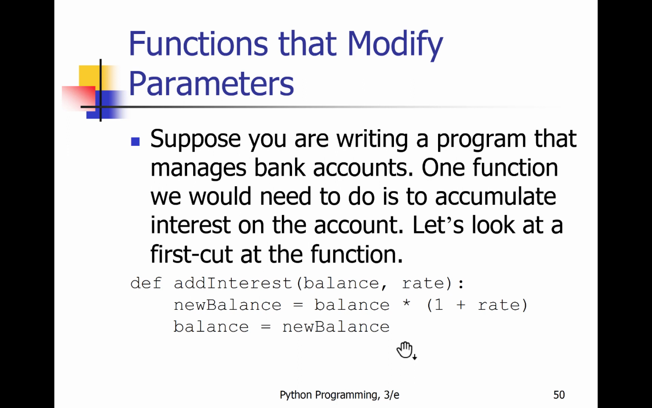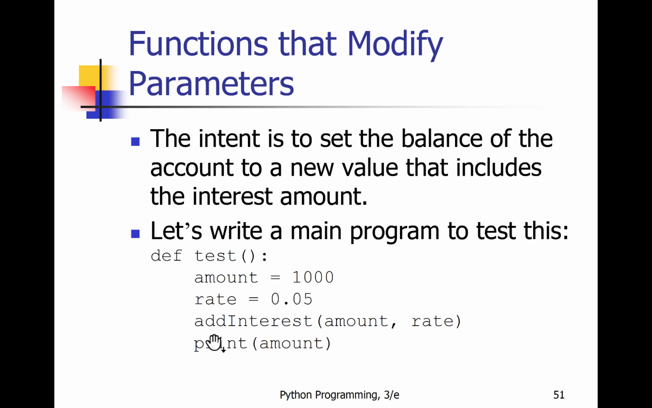The short answer is it doesn't work because balance is an immutable object. It's probably a float. It could be an int. Floats, ints, and strings are immutable objects. So if we pass an immutable value object to a function, we can't change the value as seen in the calling code. And now we're going to see why. So the intent is to set the balance of the account to a new value that includes the interest amount.